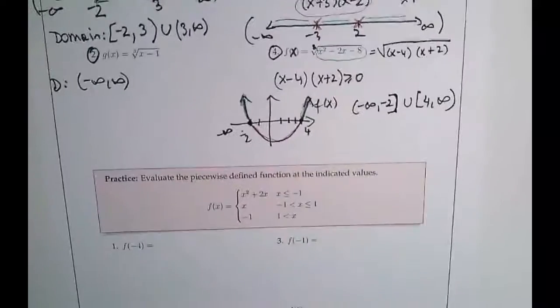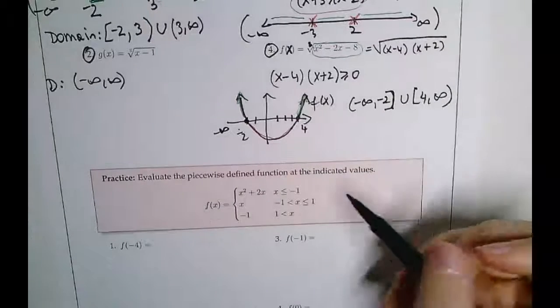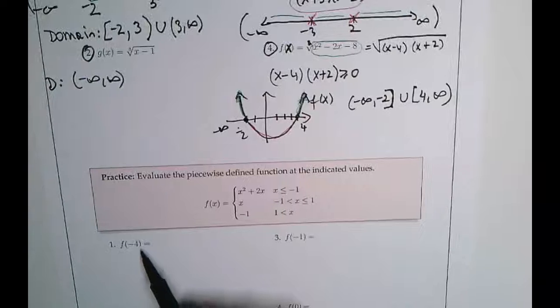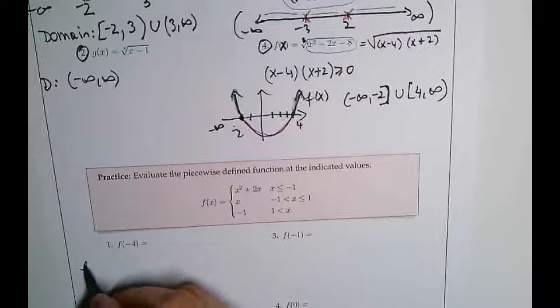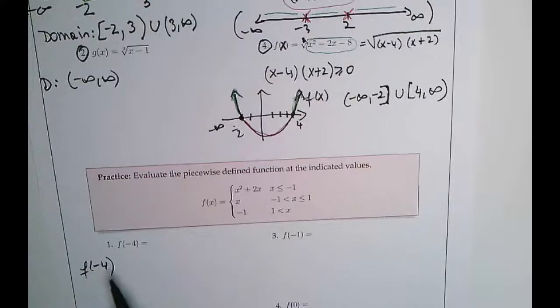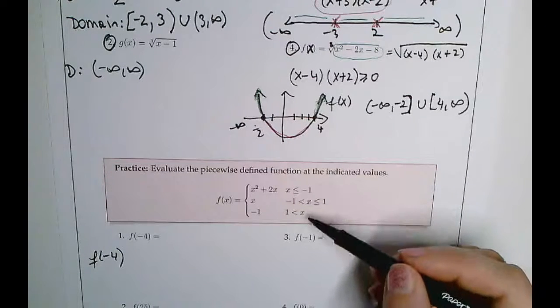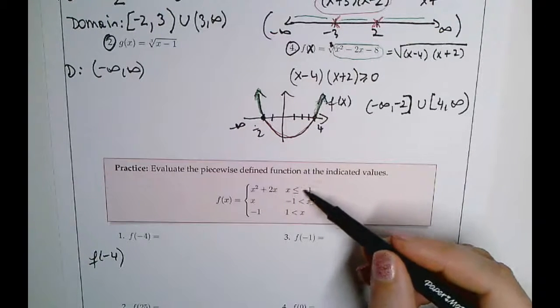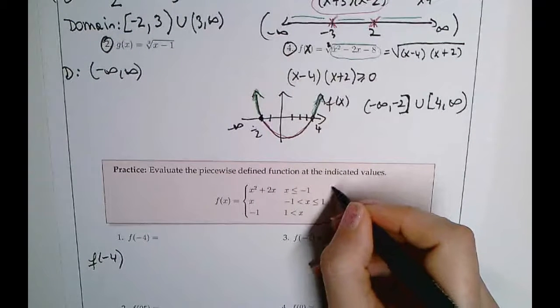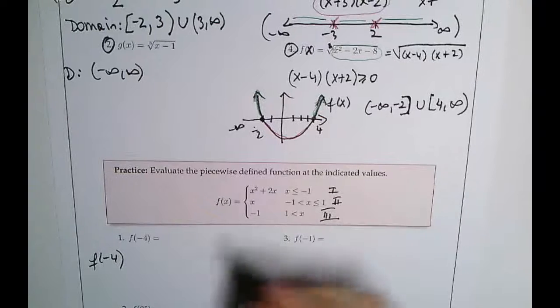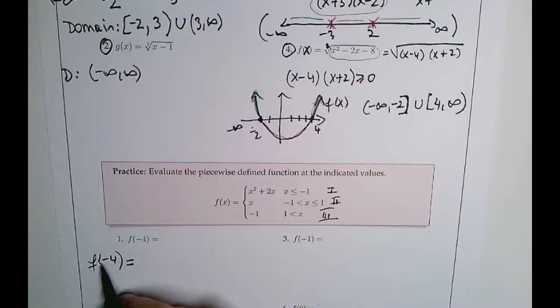All right, one last example. We have this piecewise defined function, and we need to evaluate it at these values. So f of -4. I have to look at -4. On what piece is -4 falling into? Well, -4 is less than or equal to 1. So if I let this be first piece, second piece, and third piece, what rule am I going to use to evaluate the function at?